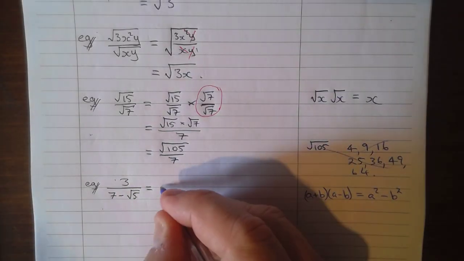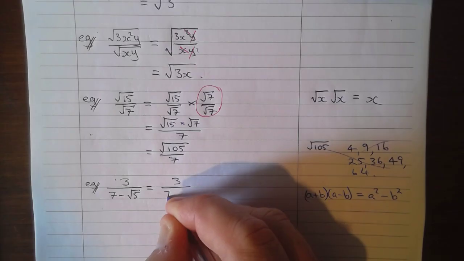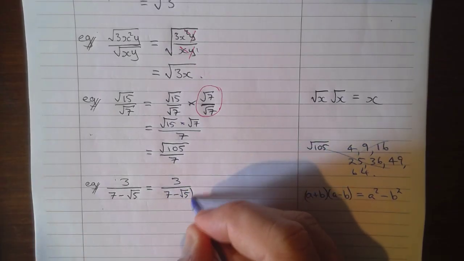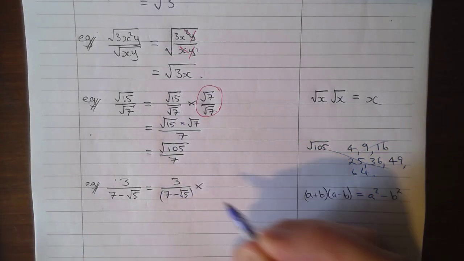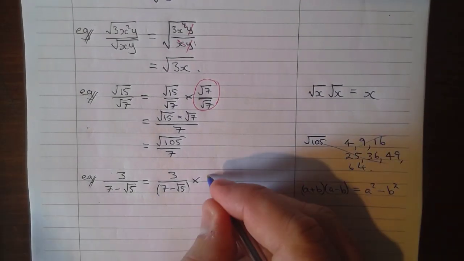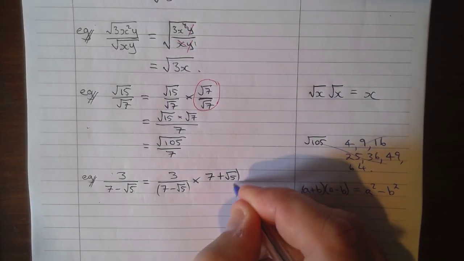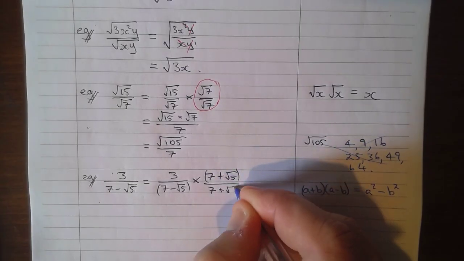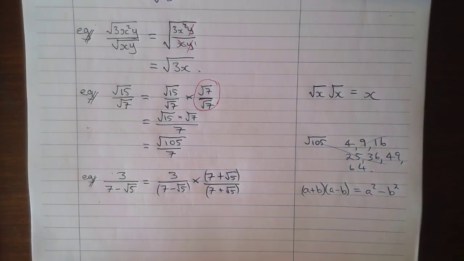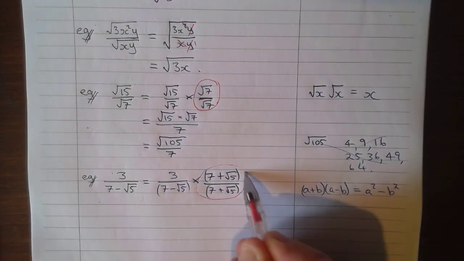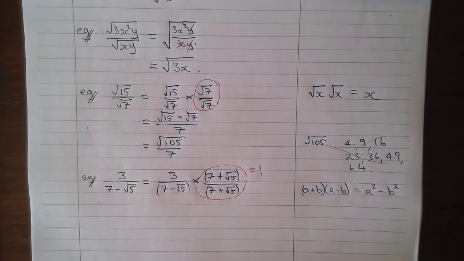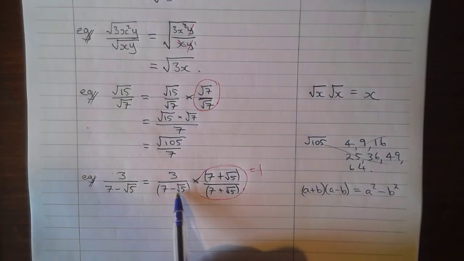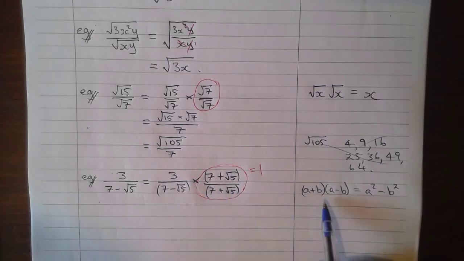So what I'm going to do is leave our 3 over 7 minus root 5. I'm going to pop those in brackets. You'll see why in a moment. And I'm going to multiply by 7 plus the square root of 5 over 7 plus the square root of 5. Okay, so hopefully you can see this whole quantity is equal to 1. So we're not changing the value of the fraction, we're just going to change what it looks like. And when we multiply across the bottom, we'll be able to use the difference of two squares, and we'll see that it gets rid of the square root of 5.